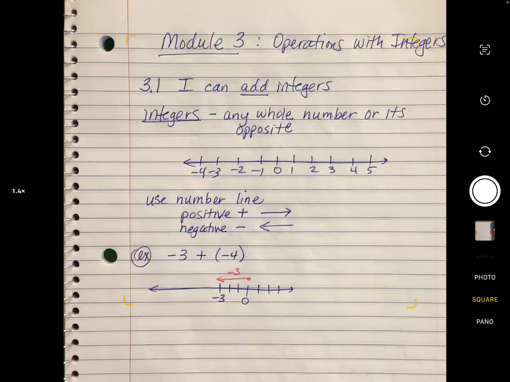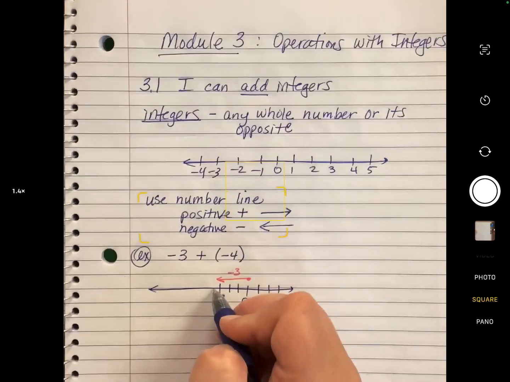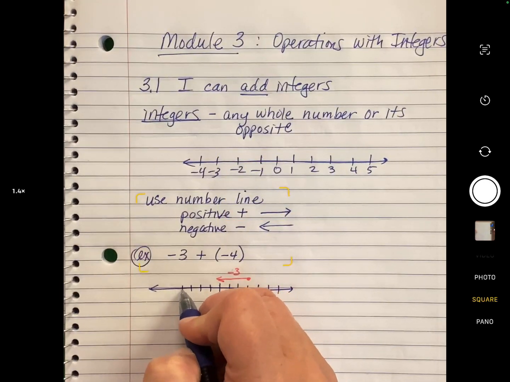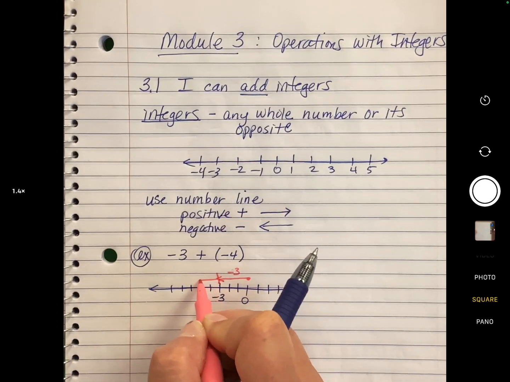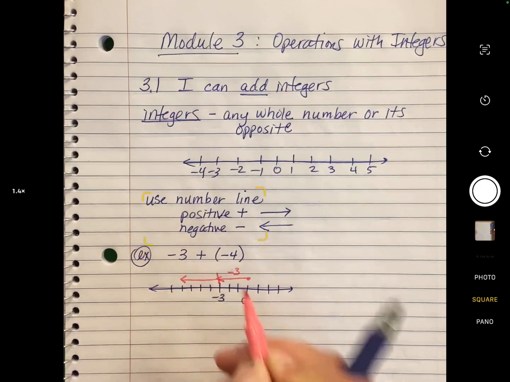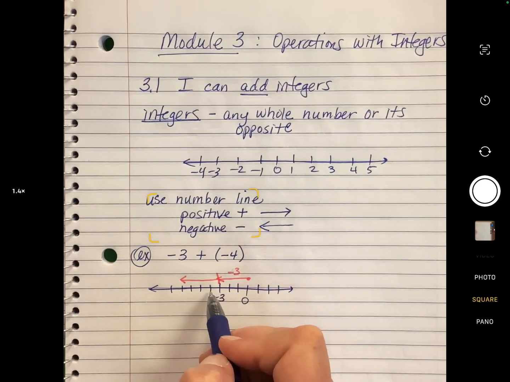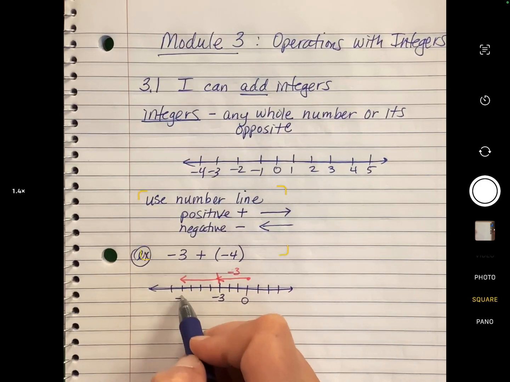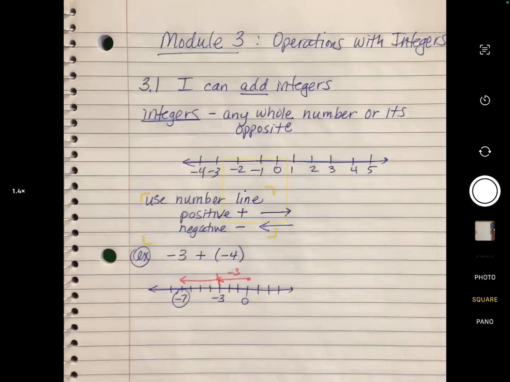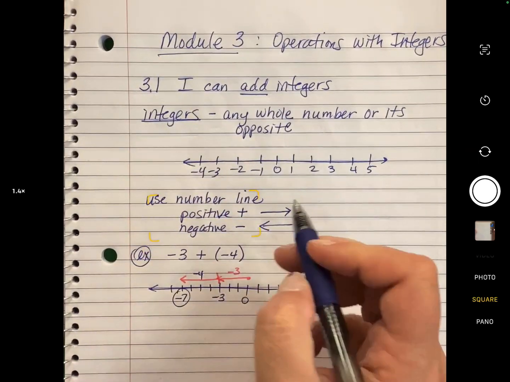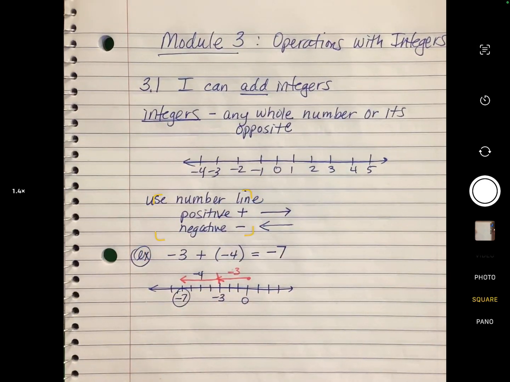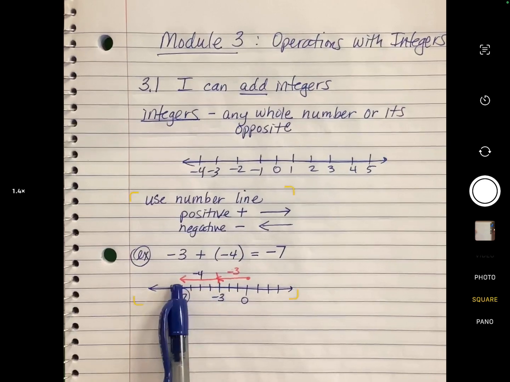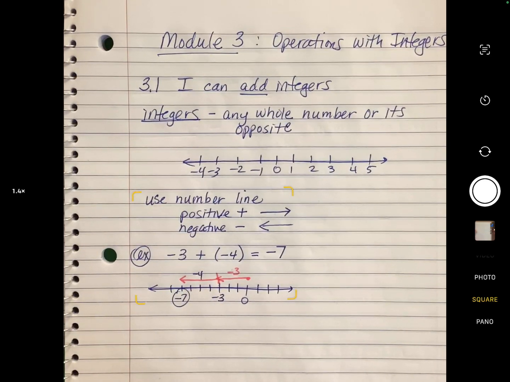Then we have plus -4. So from here, we're going to go another -4. So again, to the left, 1, 2, 3, 4. If I check where I'm at, -3, -4, -5, -6, we're at -7. So the answer, -3 plus -4 is -7. We moved 3 to the left and then 4 to the left to get -7.